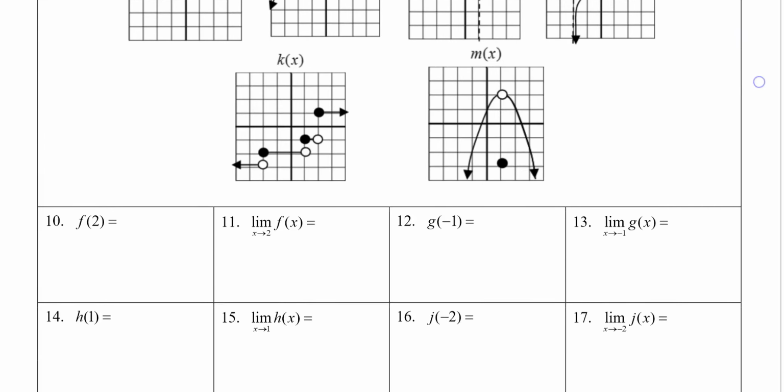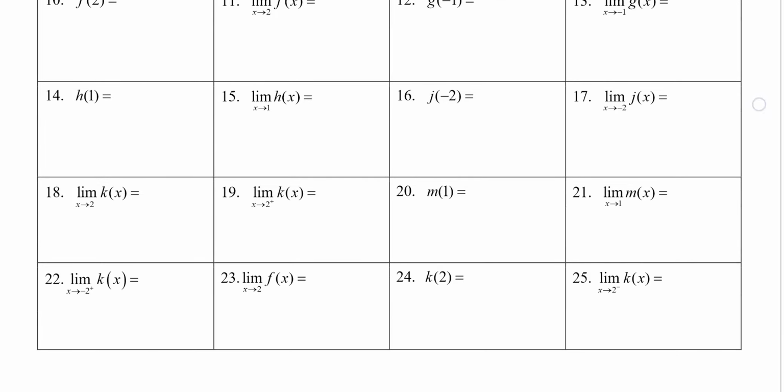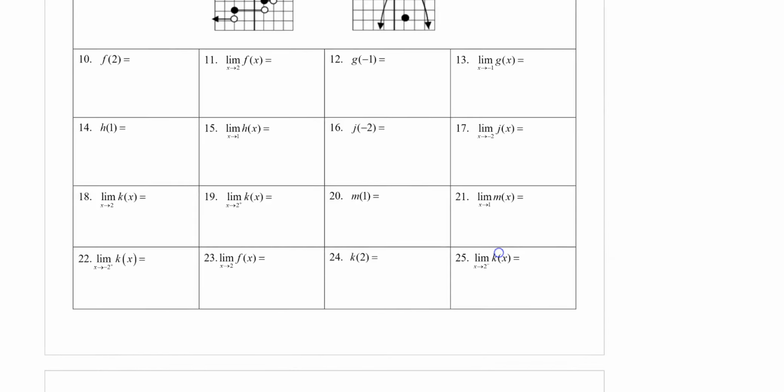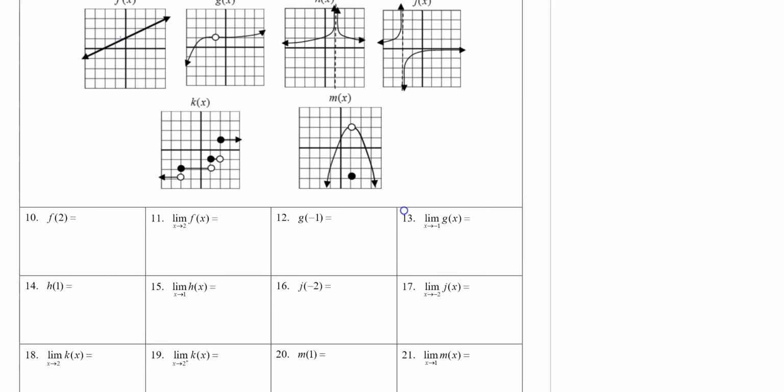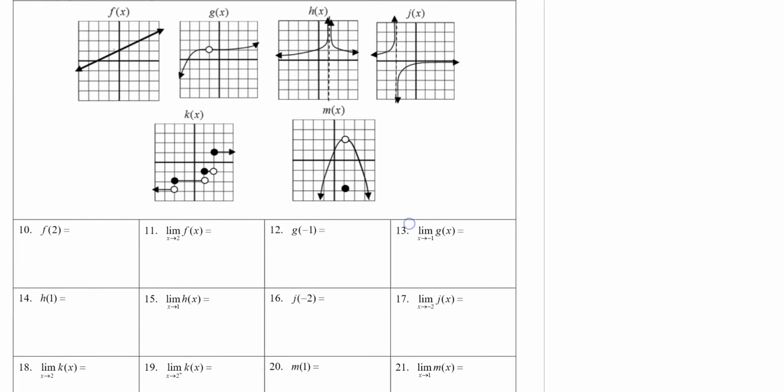Alright, 10 through 25, we're going to use those graphs. So I'm going to shrink this down just a little bit. Starting with number 10, f of 2. f of 2 means find the f function, evaluate it at x equals 2. So here's my f function. When x is 2, I go up to my graph. What's my y value? It's 2.